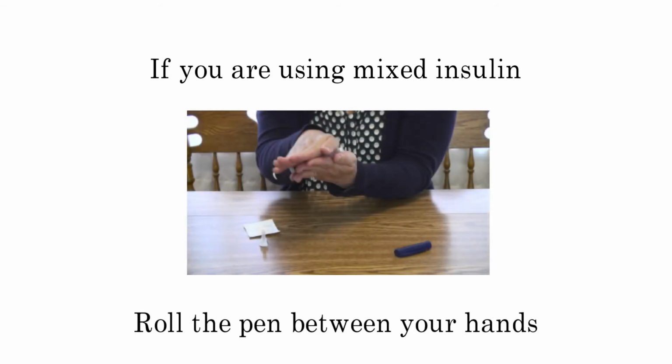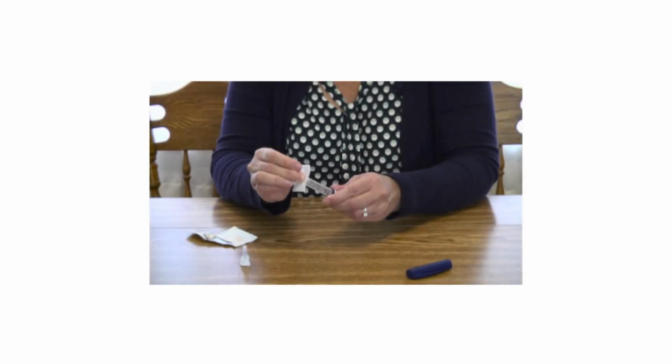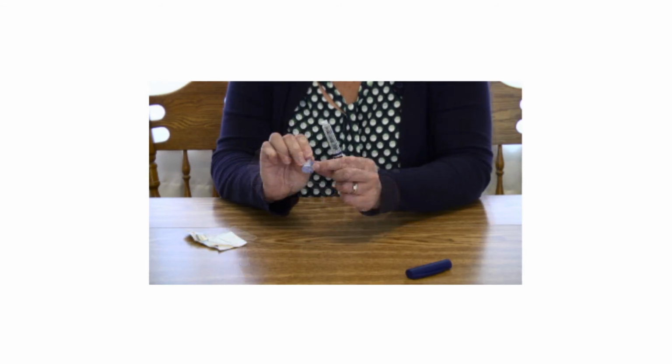If the insulin you're delivering is mixed, roll the pen between your palms and then hold the pen vertically and tip it upside down several times to thoroughly mix it. Do not shake the pen. Take the cap off of the insulin pen and wipe off the rubber seal that sits above the insulin reservoir with an alcohol swab too.